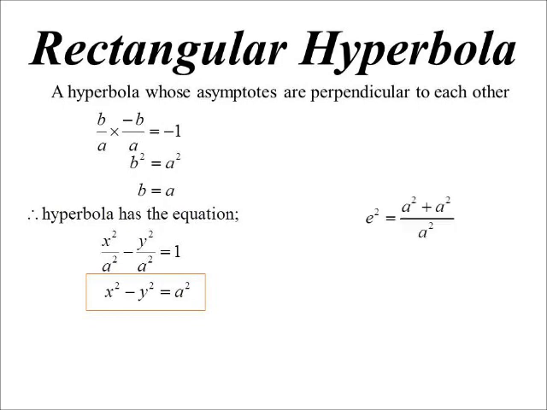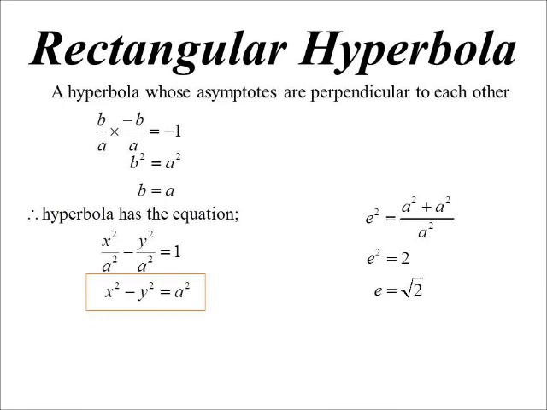So eccentricity will no longer be a squared plus b squared on a squared. It'll be a squared plus a squared on a squared, which is 2. So root 2. The eccentricity of every rectangular hyperbola is the square root of 2.